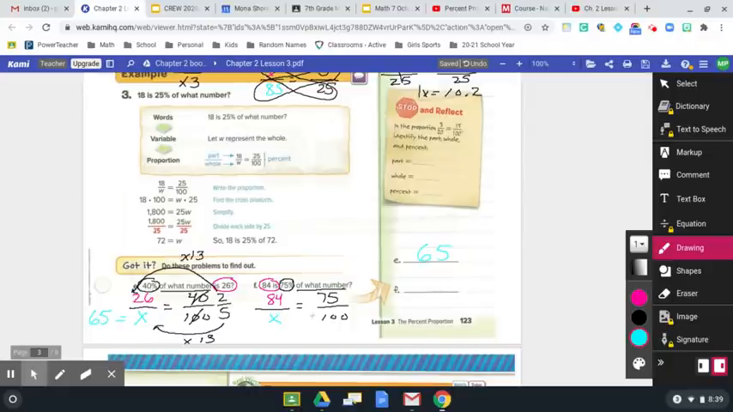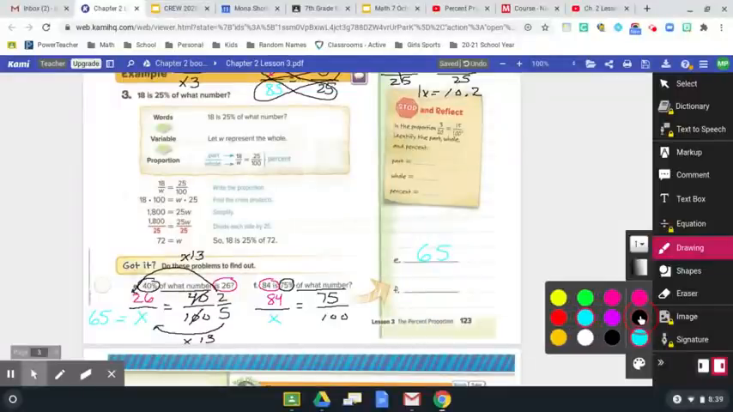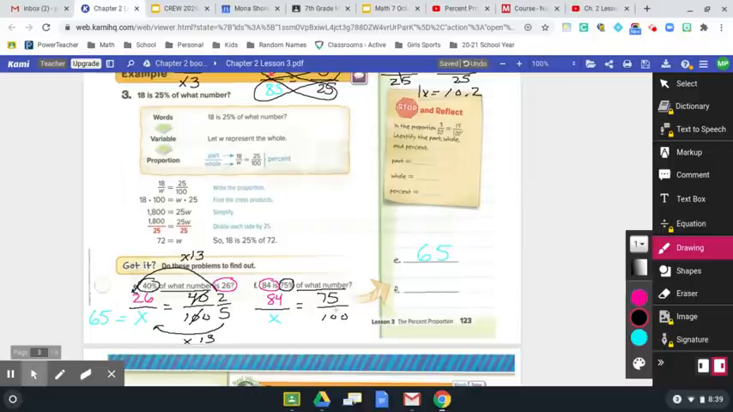So again, I'm also going to simplify this fraction, the 75 over 100. So 25 is going to divide into both of these. 25 will go into 75 3 times. 25 will go into 100 4 times. So this simplifies down to 3/4.